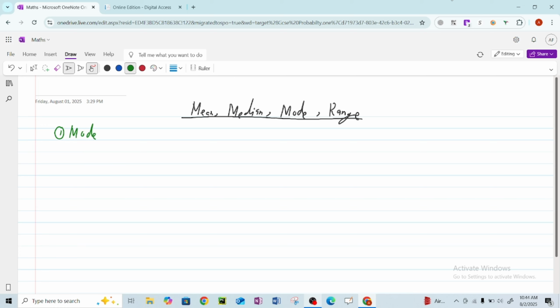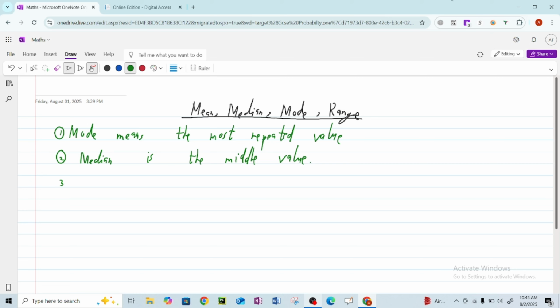Mode means the most repeated value. Most repeated value. Okay, I'm going to give you an example for all of them as well. I'm first going to write them down. Then median is the middle value, and this is all going to be from data. Okay, I'm going to explain that in a bit.